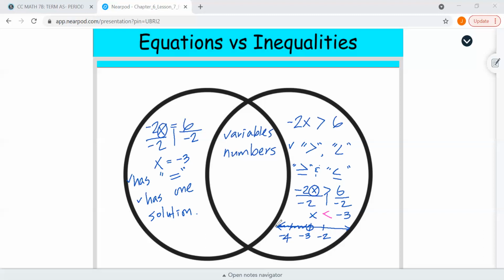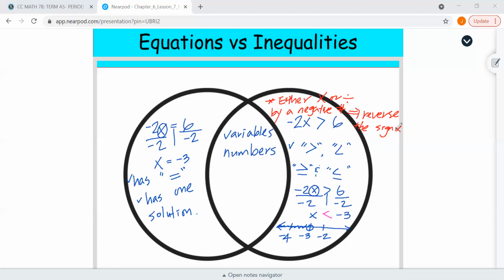All right. So here we're going to add this. Inequality has a special rule, which is when you either multiply or divide by a negative number, you have to reverse the sign. So that's a special rule about multiplying or dividing inequalities, okay?